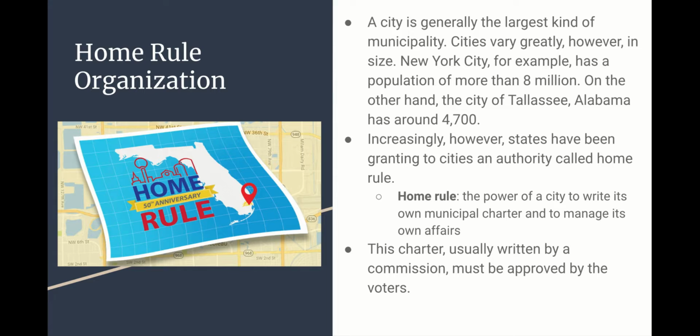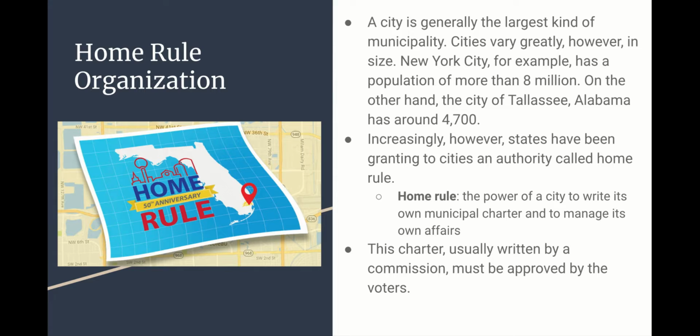So a city is generally the largest kind of municipality. Cities vary greatly. You have, for example, New York City, which has around 8 million people, one of the most populated cities in the world, the biggest city in the United States. And then on the other side of that, you have cities like Tallahassee, which has around 4,700 people. And then there are cities that are significantly smaller than that.